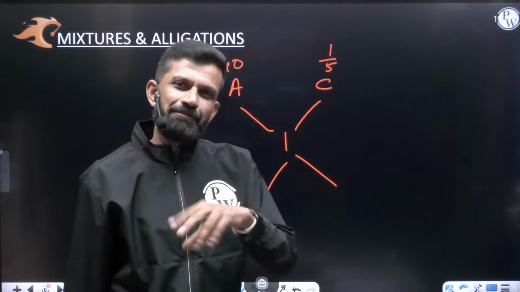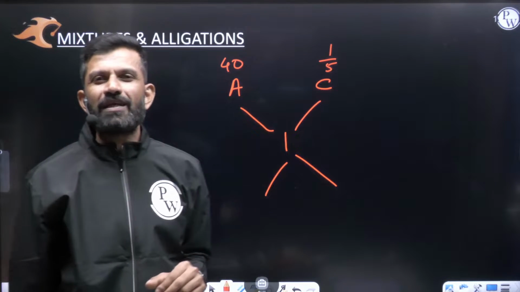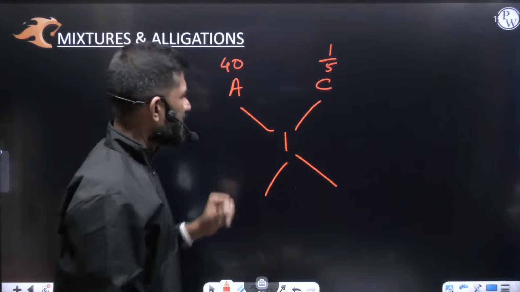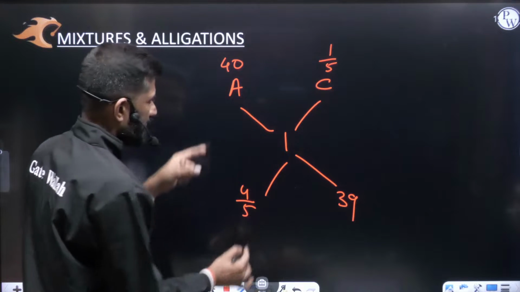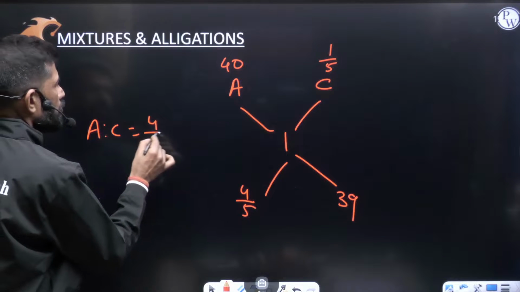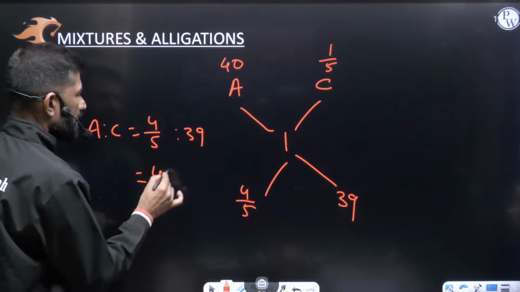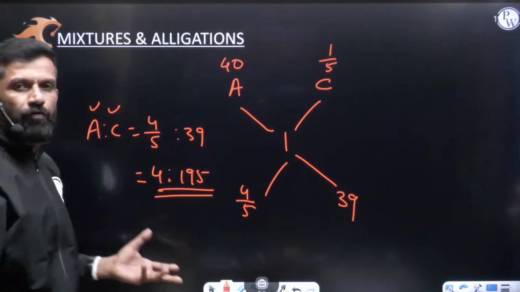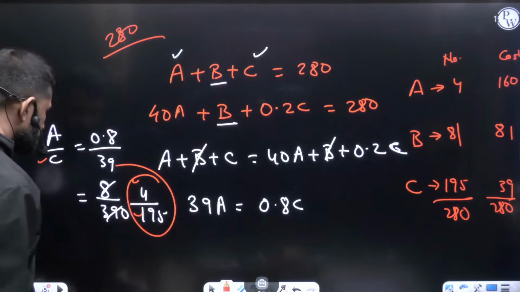B is already in the condition, B is already of 1 rupee, and these two we are also bringing to the same condition, so that the number of products and total money spent are the same. So we have to bring this to 1 rupee. Just subtract: 40 minus 1, how much will it become? 39. And 1 minus 1 by 5 becomes 4 by 5. This is the A part, this is the C part. So A is to C we should mix in the ratio of 4 by 5 is to 39. Further, if you take the LCM 5, it becomes 4 is to 195, the 5 gets cancelled. A and C we have to mix in the ratio of 4 is to 195, which you have seen in this slide.